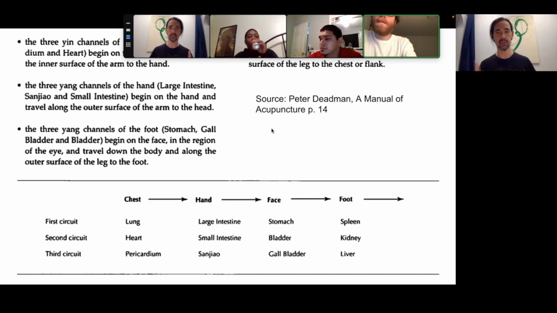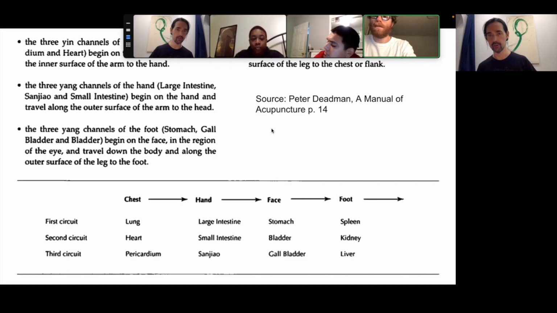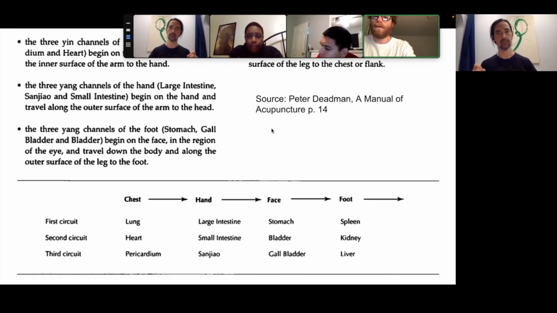Lung, large intestine, stomach, spleen. Heart, small intestine, bladder, kidney. Pericardium, sanjiao, gallbladder, liver. Lung, large intestine, stomach, spleen. Heart, small intestine, bladder, kidney. Pericardium, sanjiao, gallbladder, liver, lung.